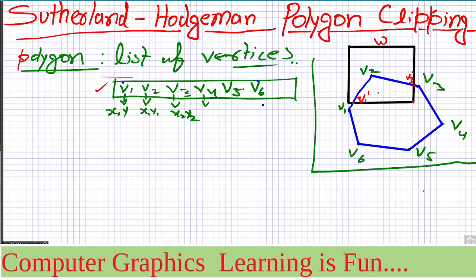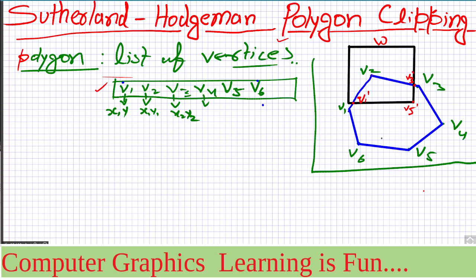So for that, a normal line clipping algorithm is not helpful. We need a new algorithm. We call it the Sutherland-Hodgeman Polygon Clipping algorithm. In this example, as you can see, this area which is enclosed by v1 dash, v2, v3 dash, and suppose v5 dash, this portion should be displayed and the rest of this polygon should not be displayed.